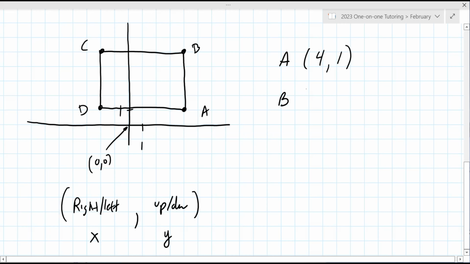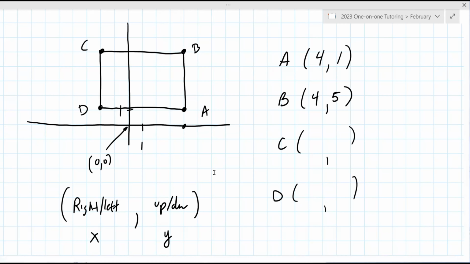Okay, so how about B? B is 4, 5. Yes, 4, 5. Okay, give me the ordered pair for C or D. Either one I'll take. D is 2, 1. So you're going left. So left is negative. Oh, negative 2, 1. Positive 1, good. And then how about for C?